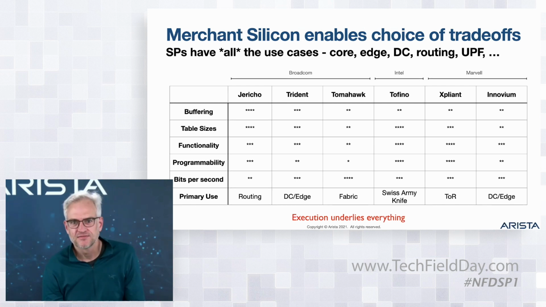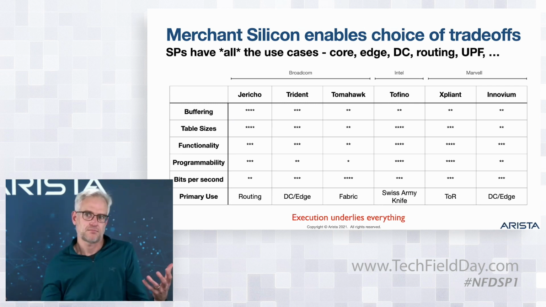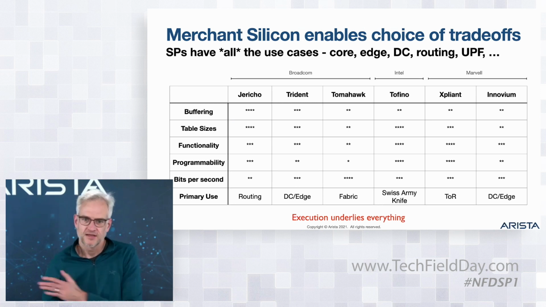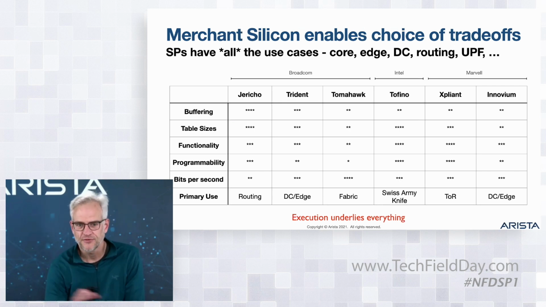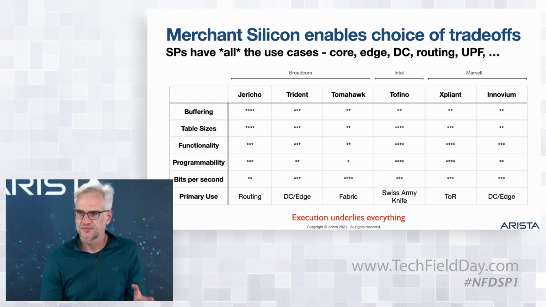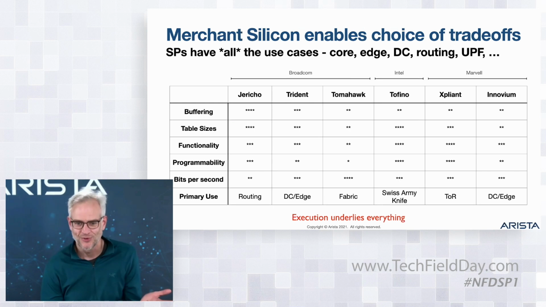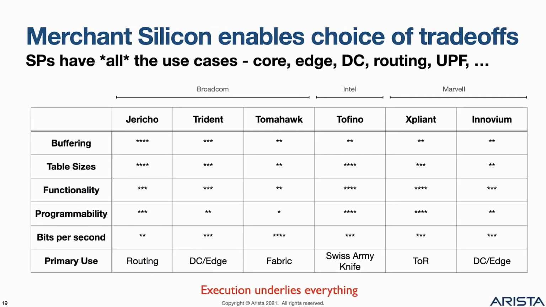Expanding on that, and stating what's perhaps obvious, merchant silicon enables our customers to choose trade-offs depending on the use case: your core, your edge, your data center, your DCI, routing, etc. Different families have different attributes. I'm not going to attempt to walk you through this graph of silicon families from different vendors. This is my subjective assessment of the strengths and the grades I would give them, consumer report style. But the point I want to impress is that there are different trade-offs, and there's no one best silicon for every use case, but there are real advantages to using the best silicon for a particular use case.